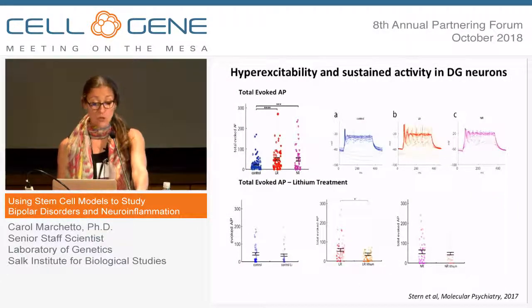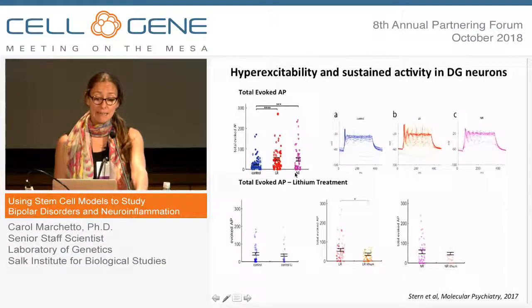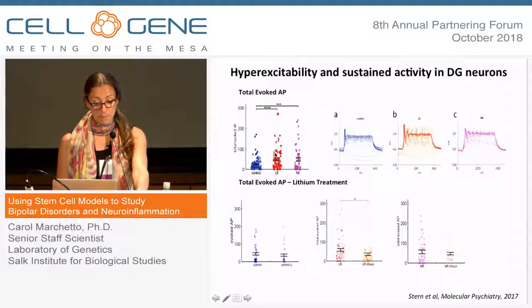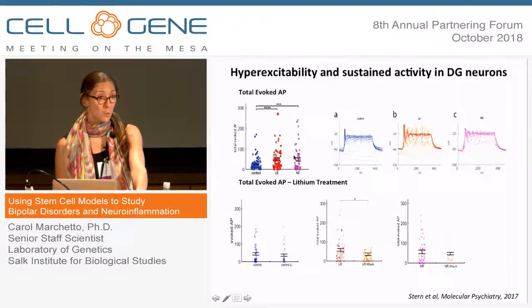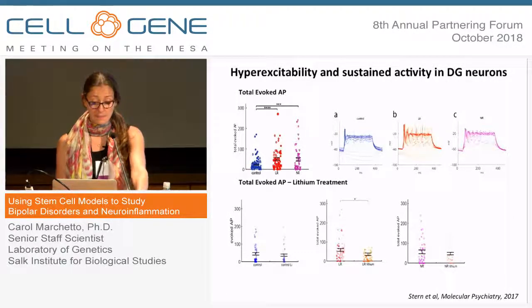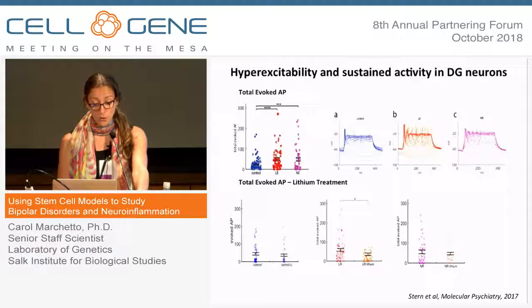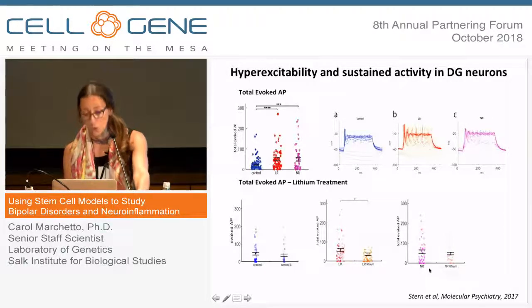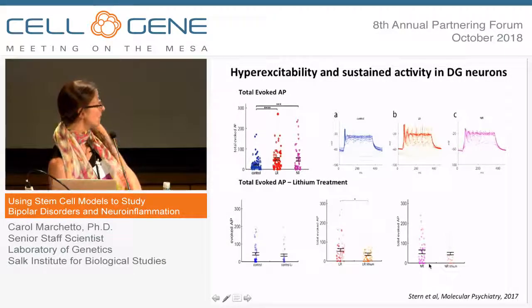And she also noticed that hyperexcitability was present in patients with bipolar, both in responders as well as non-responders. And what was interesting too is that in a different cohort, the same response happened when you treat cells with lithium. Only cells from patients that are lithium responders decrease the hyperexcitability, but non-responders do not respond to lithium.